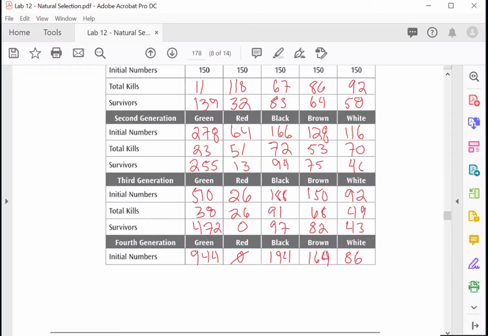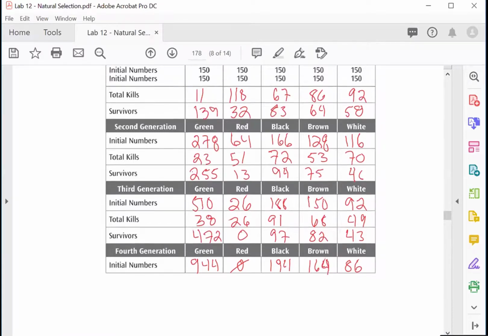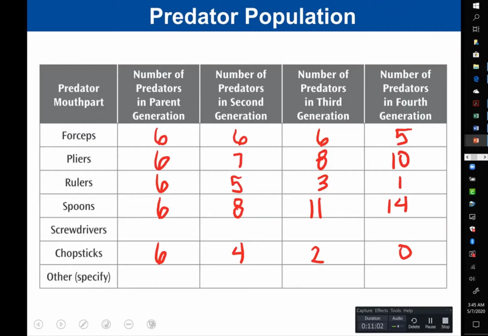So those are our numbers for us. There we go. So this is the data table for your experiment. And so this is your table 12-3. And what you're looking at is the predator populations over time. And so when you do your graph, you're going to have two axes, right?